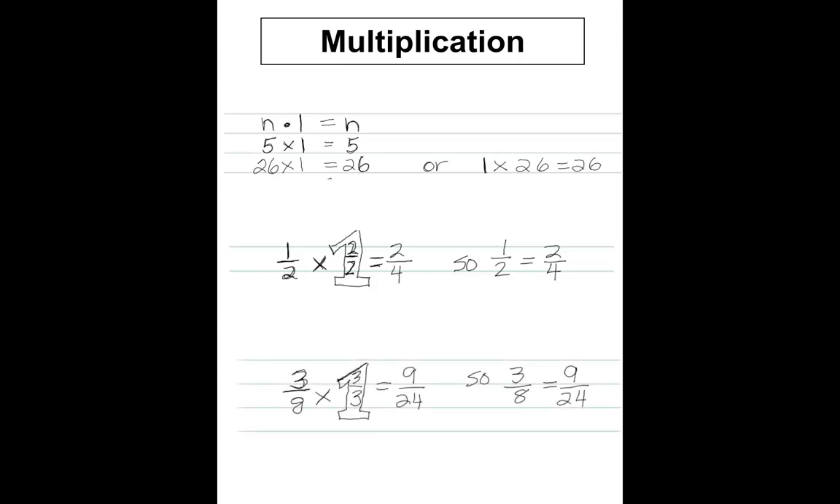Another example would be 3/8 times 3/3. 3/3 is the same as 1. That would be 9/24. So we have not changed the value of 3/8. We've simply multiplied it by 1, and that is the identity property. So 9/24 is the same as 3/8. That is really important for our students to recognize as they begin finding equivalent fractions.